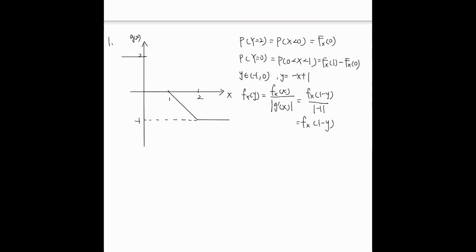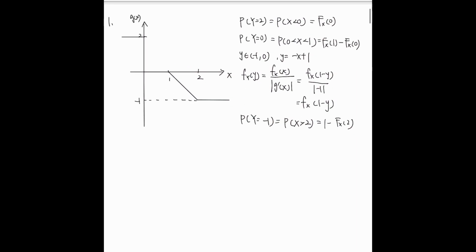For y equals negative 1, x is greater than 2. So the probability of y equals negative 1 equals the probability of x greater than 2, which equals 1 minus F_X of 2. Then we can get the density function of y.